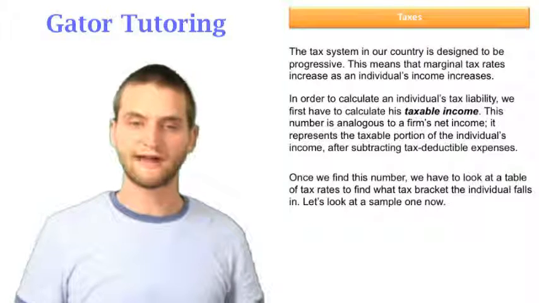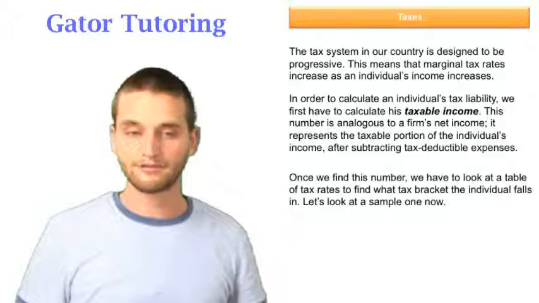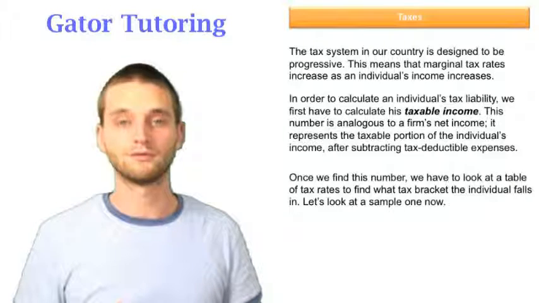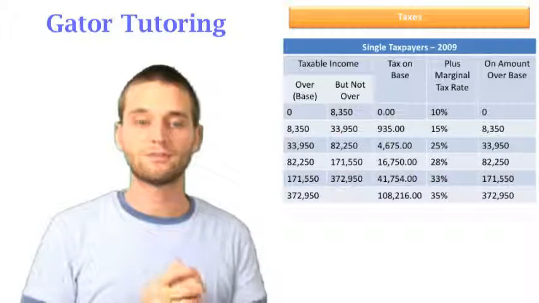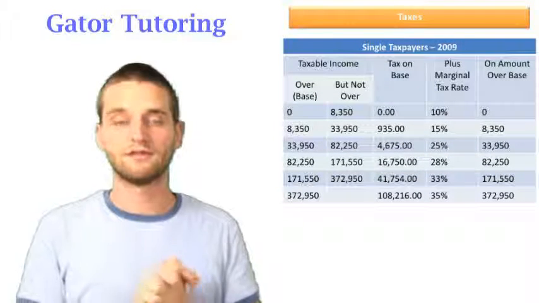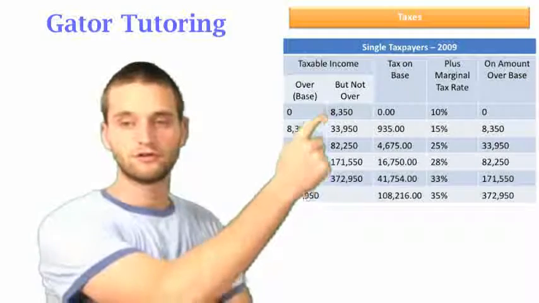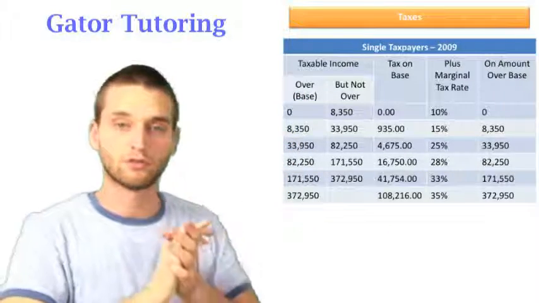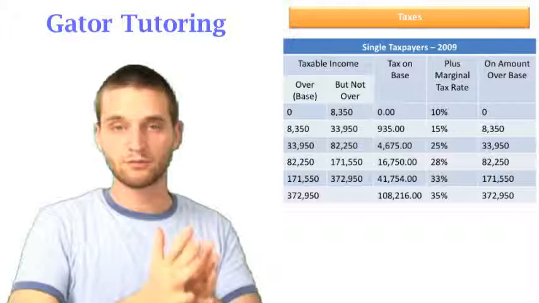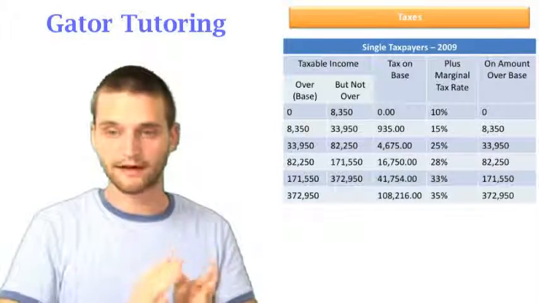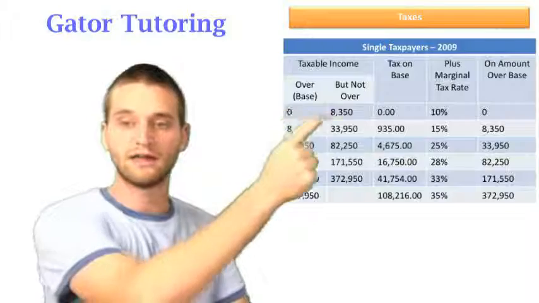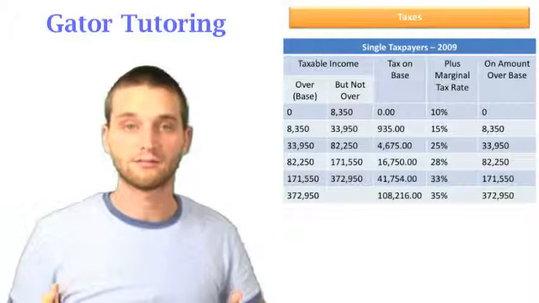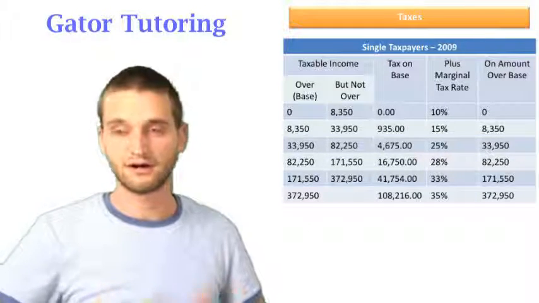So once we find this taxable income, we have to look at a table of tax rates to find what tax bracket the individual falls in. So let's look at a sample one of these tables now. Here's a sample tax table for single taxpayers in the year 2009. This first column is the lower end of the interval of each bracket. This table splits everyone's different income into these different brackets. There are 6 of them. And if your income falls within this interval, you use this information to figure out your tax liability, the total amount of dollars you owe to the IRS.